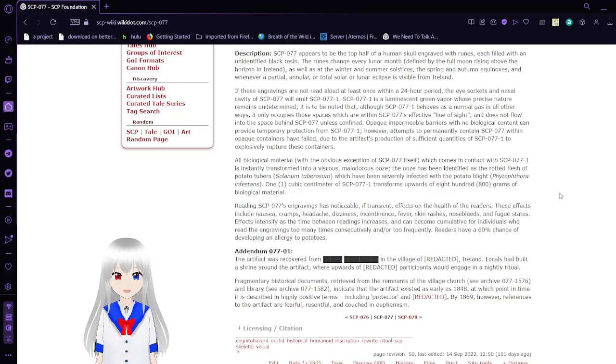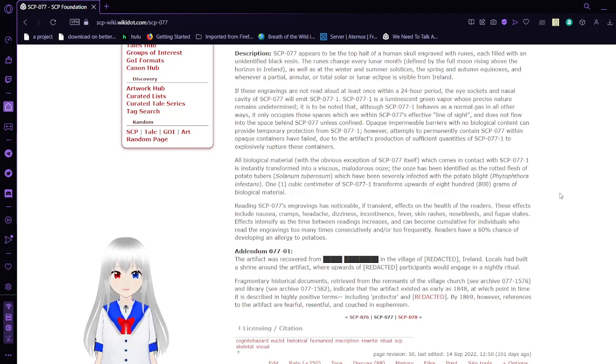If these engravings are not read out loud at least once within a 24-hour period, the eye sockets and nasal cavity of SCP-77 will emit SCP-77-1. SCP-77-1 is a luminescent green vapor whose precise nature remains undetermined. It is to be noted that although SCP-77-1 behaves as a normal gas in all other ways, it only occupies space which is within SCP-77's effective line of sight and does not float into the space behind SCP-77 unless confined.